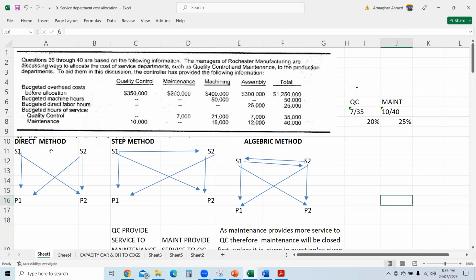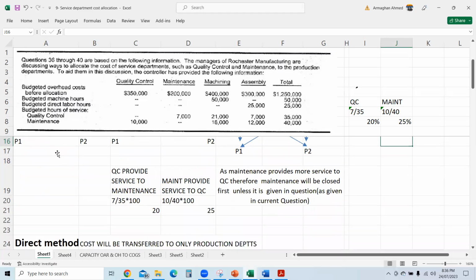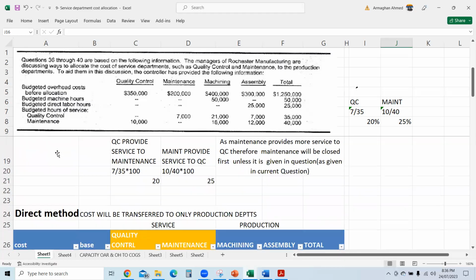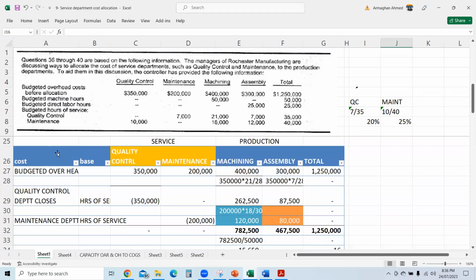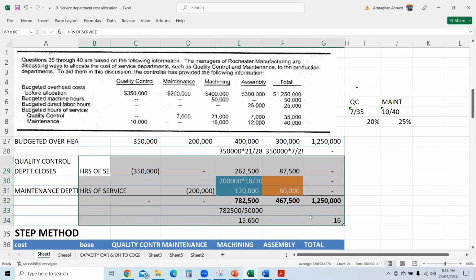They provide service to only the production departments. S1 provides to P1 and P2, and S2 provides to P1 and P2, not back to each other. So this is the method we are going to adopt first, the direct method. Let me erase all this and we will do it again.